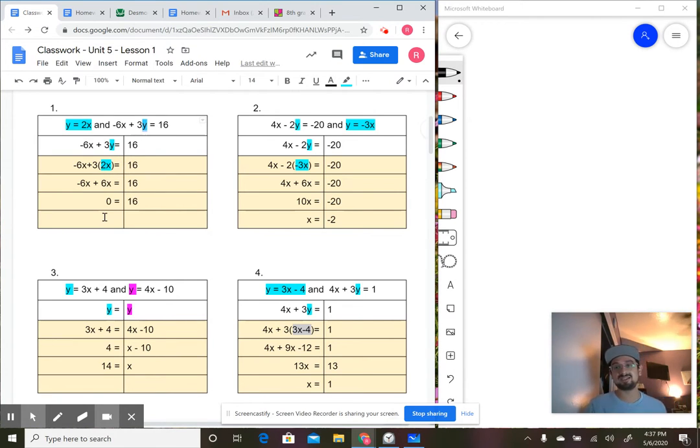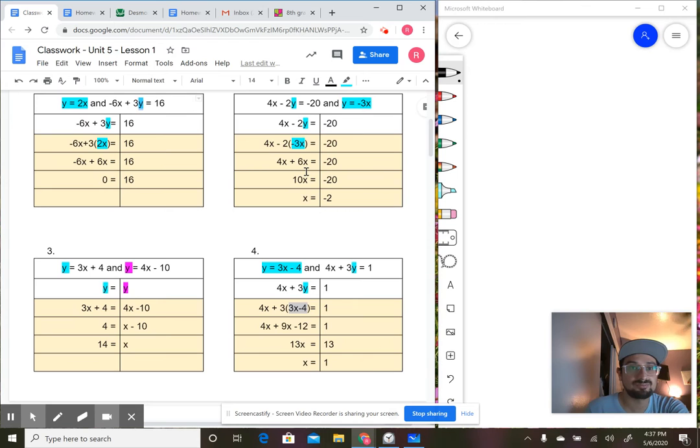You get 0 equals 16, so that's a no solution problem. And then from here, plug in y equals negative 3x, plug it into here. You get 4x minus 2 times negative 3x, which is going to be 4x plus 6x, which is negative 20. Divide by 10 on both sides, and x is going to be negative 2. And then if they're both y equals mx plus b style, you just set them equal to each other like I did here. And you just solve the multi-step equations from there.